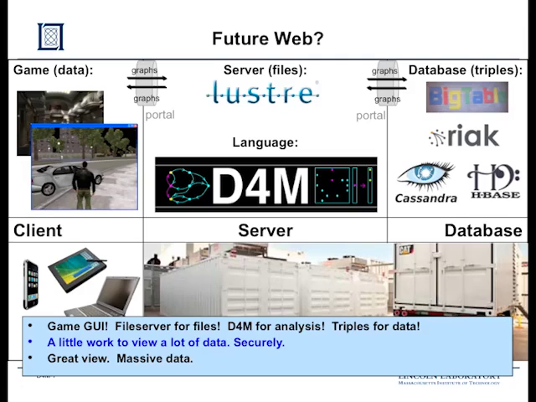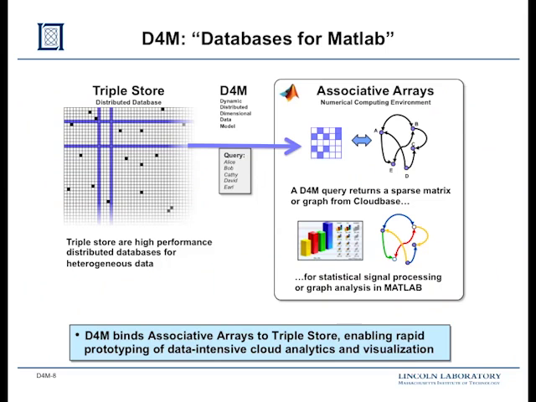D4M stands for Dynamic Distributed Dimensional Data Model, which is sometimes, in quotes, databases for Matlab, because it happens to be written in Matlab. It connects the triple stores, which can view their data as very large, sparse matrices of triples, with the mathematical concepts of associative arrays that we talked about last class. That's essentially what D4M does for you. So that's one holistic view of the technology space that we're dealing with here.